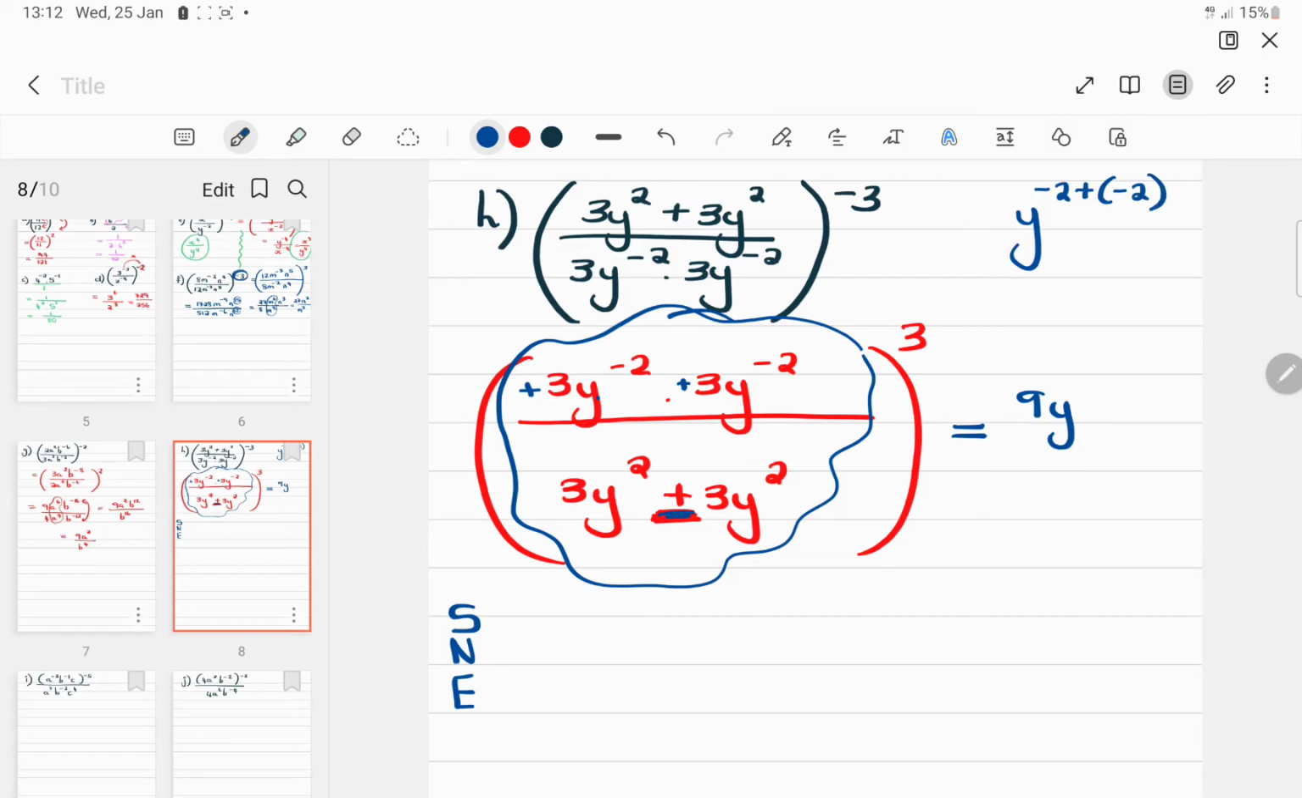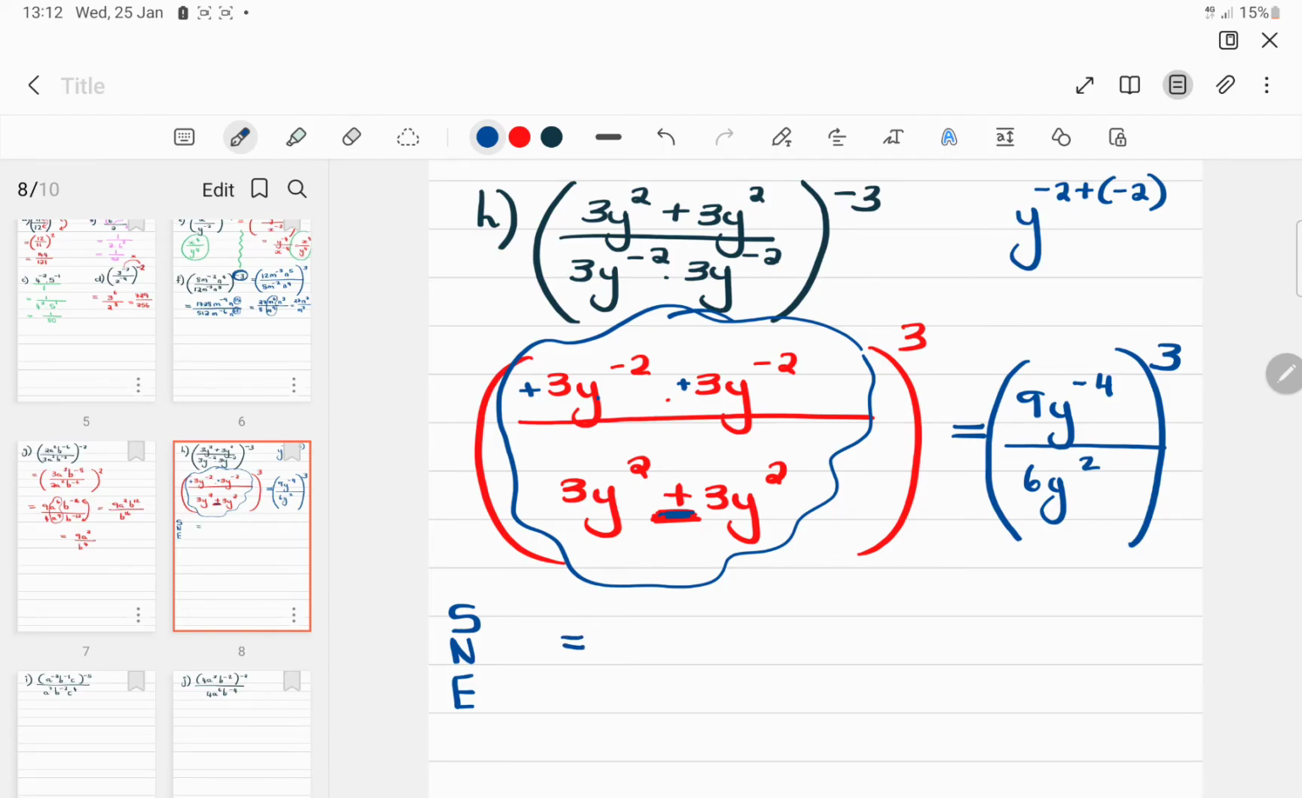So it's y to the power negative 2 plus negative 2, which gives you 9y to the power negative 4 over 3y squared plus 3y squared. They're 2 like terms, which gives you 6y squared. Okay, 3 of those plus 3 of those gives you 6 of those. And it's still all to the power 3.